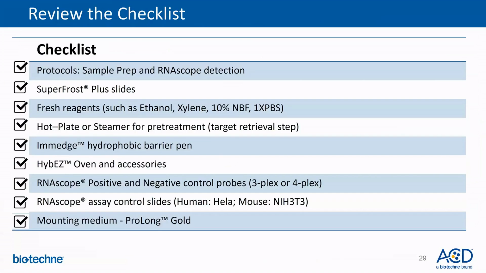We will now review the checklist for doing the RNAscope assay. Some of the key points to note on this checklist are: always use Superfrost Plus slides, always use fresh reagents, use the HybEZ oven and accessories, always use positive and negative controls to qualify the RNA quality in your sample, and always use mounting media, which is ProLong Gold, for fluorescent assays.